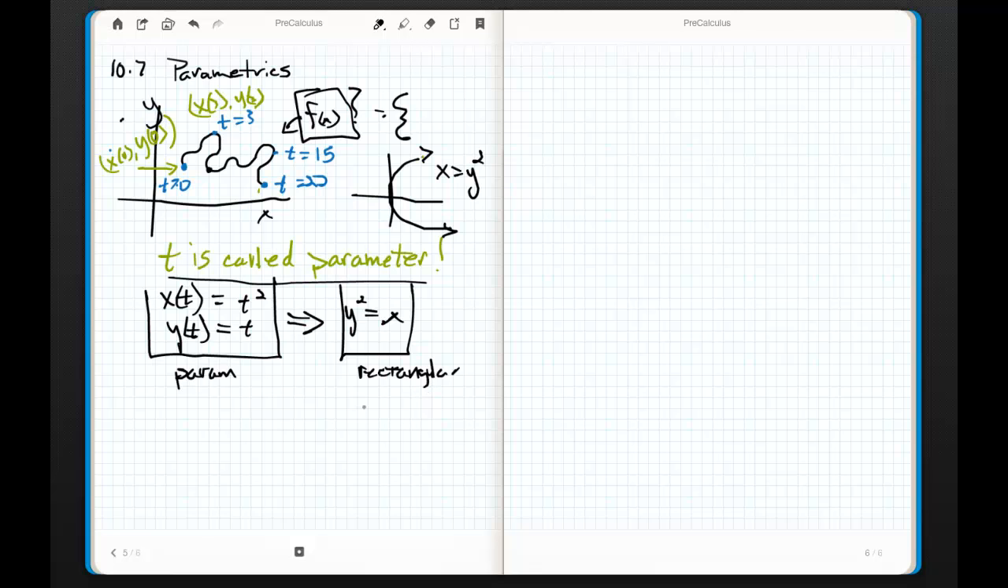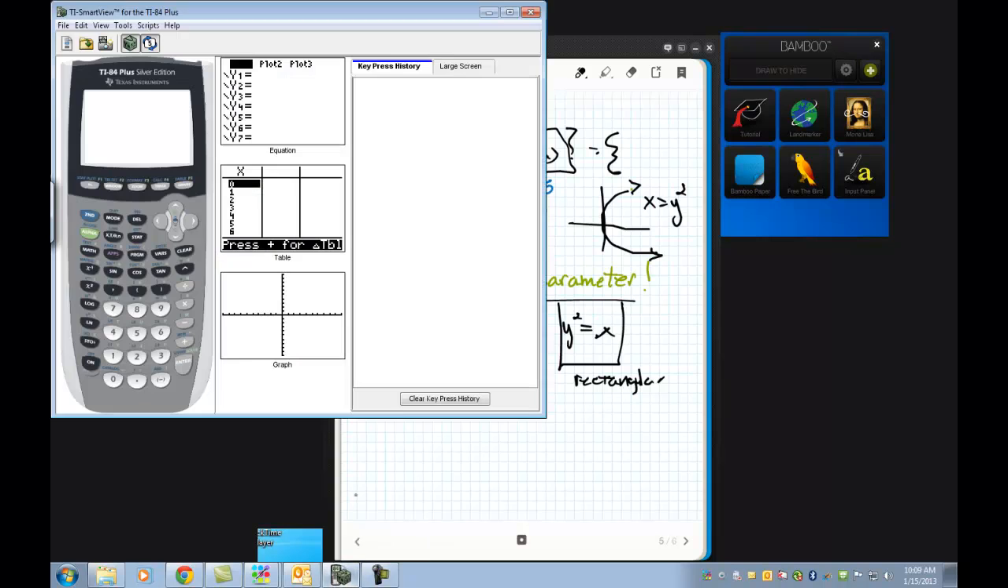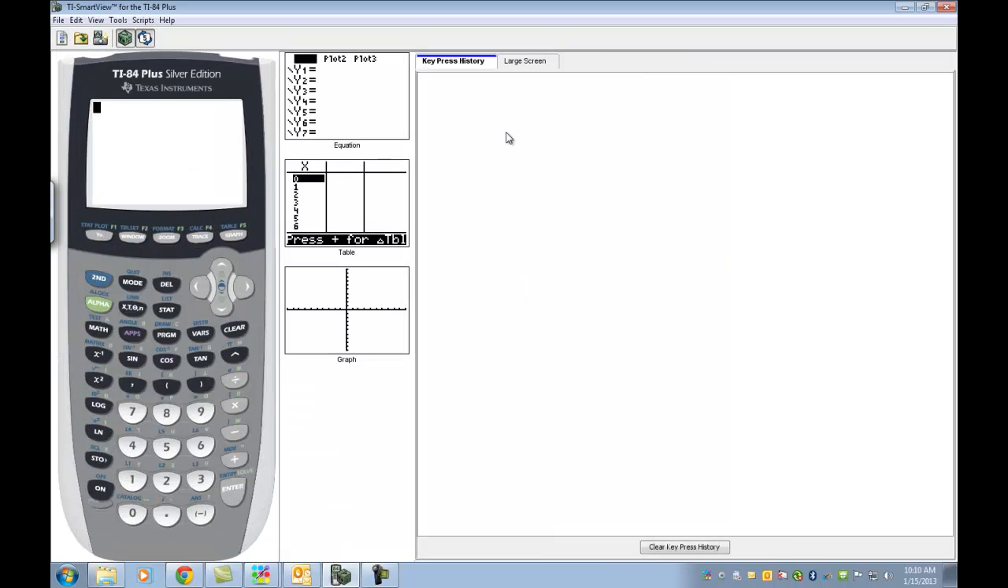Let's take a gander real quick at what that looks like on a calculator. I'm going to walk you through some steps here because you're going to use your calculator. All right, so let's make this thing bigger. You're going to go to your mode, and you're going to toggle down until you get to parametric.